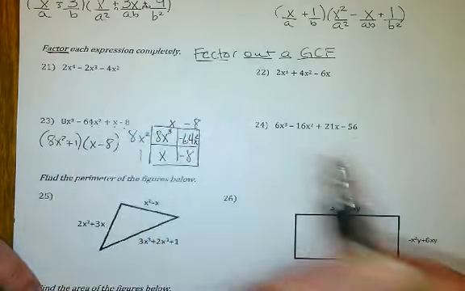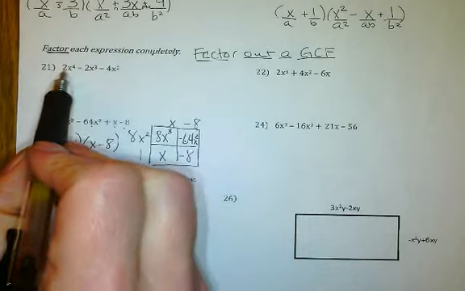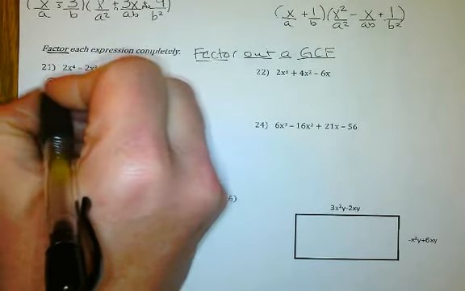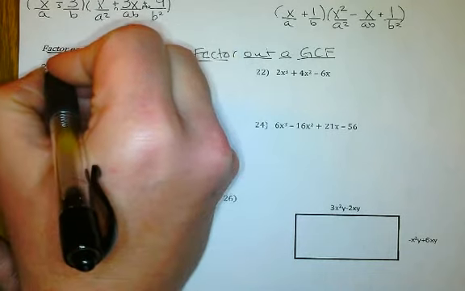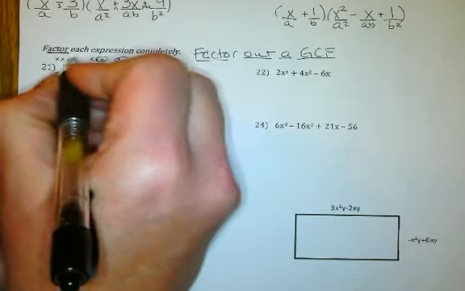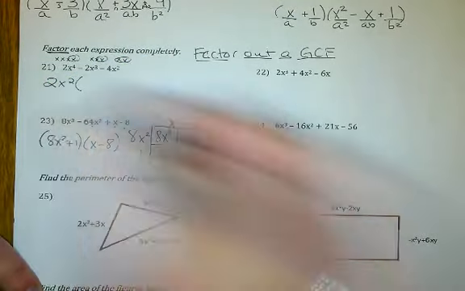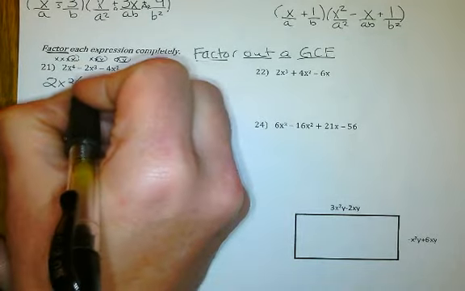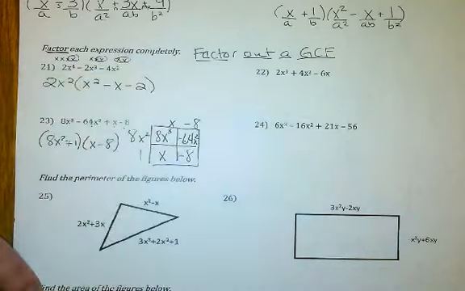Okay, so on 21, I'm looking at this, and I'm noticing that I can pull out a 2, because all those are divided by 2. But what I'm also noticing is that these have 2 in common. So I can pull out an x squared. Alright, so what I would have left is x squared minus x minus 2.